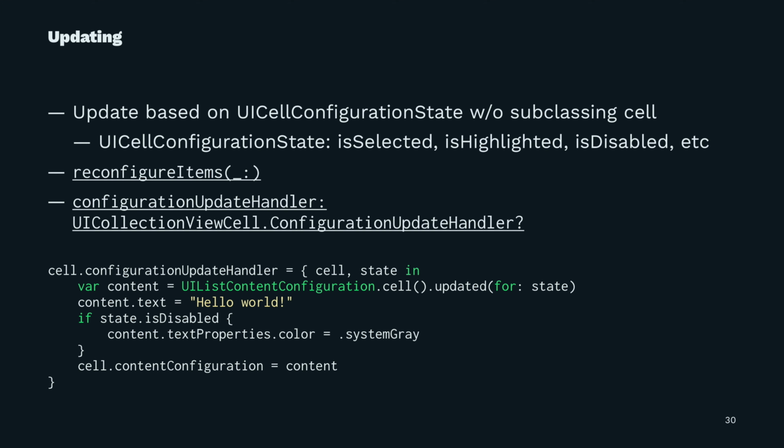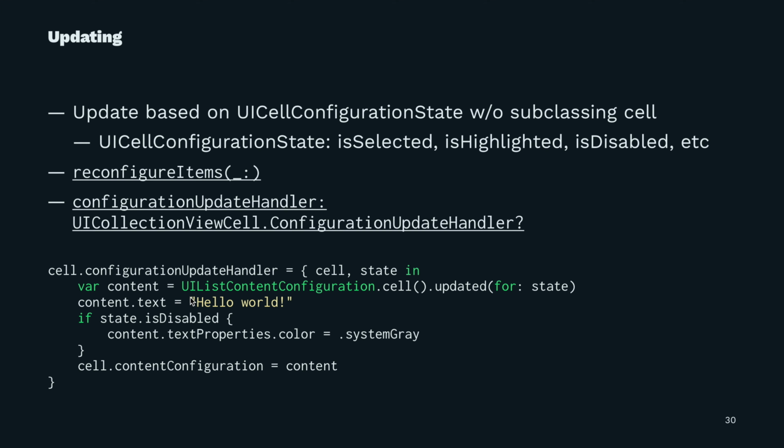However, in the iOS 14 SDK, in order to address many cases, you would have to actually make a subclass of the UICollectionViewCell, which could be pretty verbose. And at that point, you might as well just not use the API and just start with a UICollectionViewCell subclass. However, in iOS 15 SDK, we got this configuration update handler, which means you won't need to make a subclass.